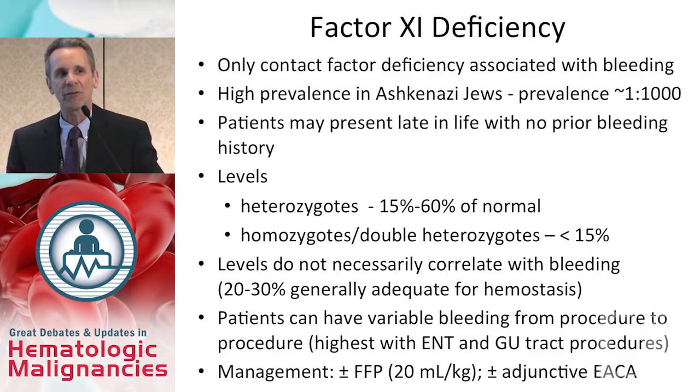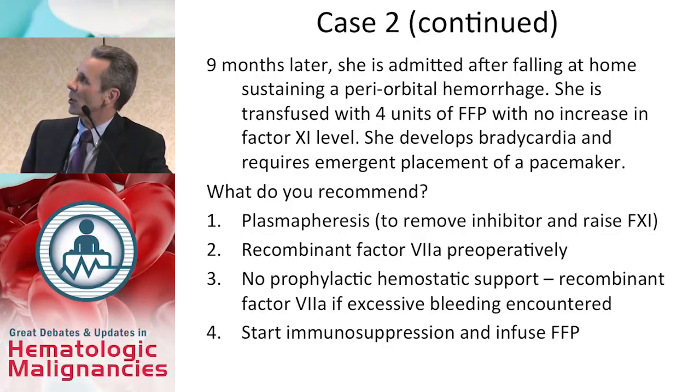In factor XI deficiency, the bleeding is highly variable, even among those with severe deficiency by numbers. The levels don't necessarily correlate with bleeding. What you would require for hemostasis is about 20 to 30%. So it's very variable. But the biggest problems, of course, would be if they were to undergo ENT or GU procedures. Management would be FFP if you need to use it, plus potentially adjunctive Amicar.